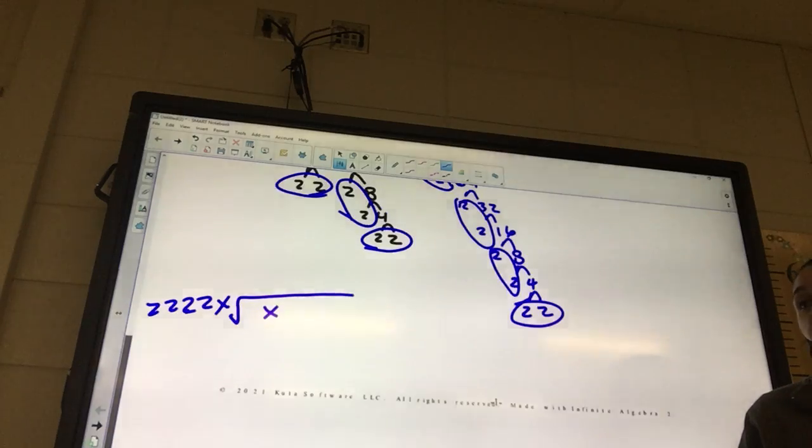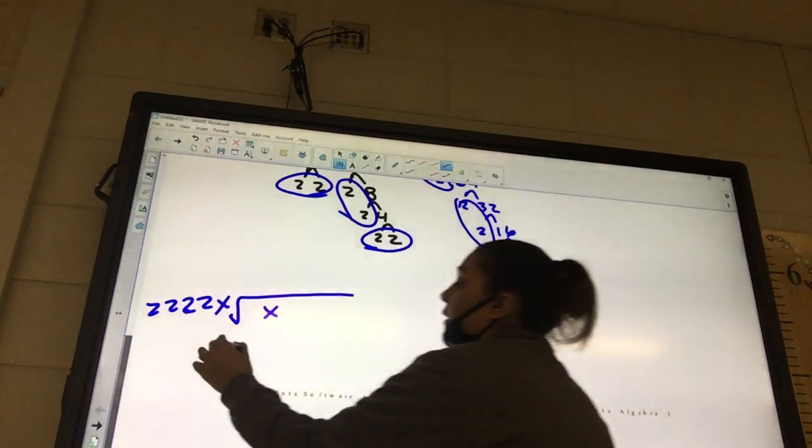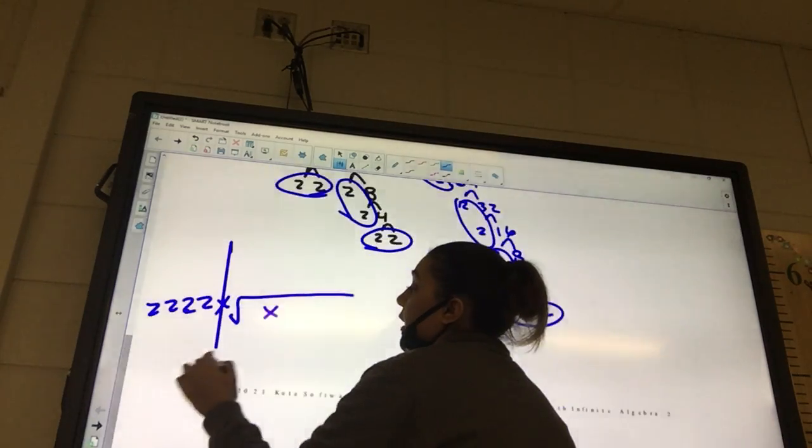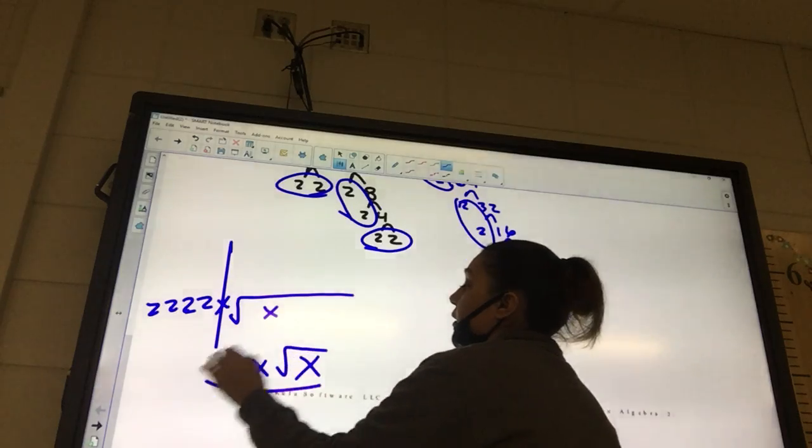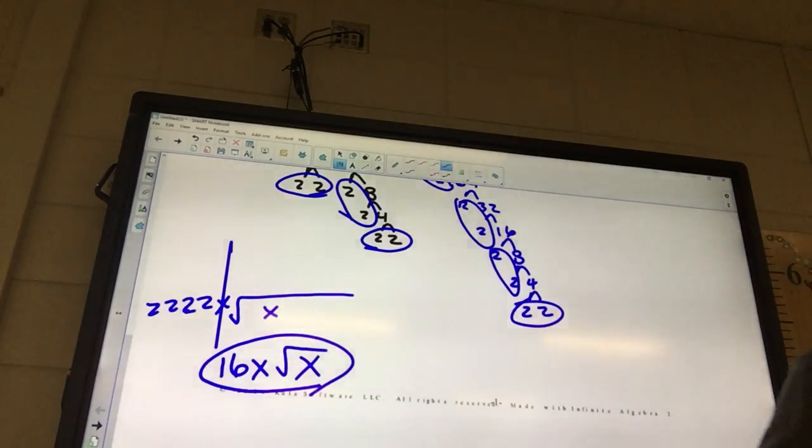So 2 times 2 times 2 times 2. 2 times 2 times 2 times 2. 16. Okay, so you're gonna have 16x square root of x. The answer is 16 times x to the power of 3.